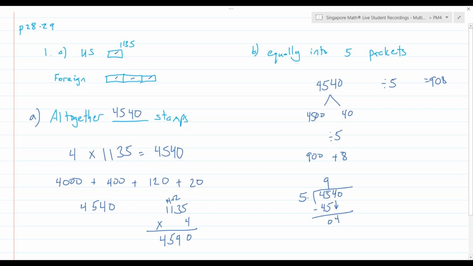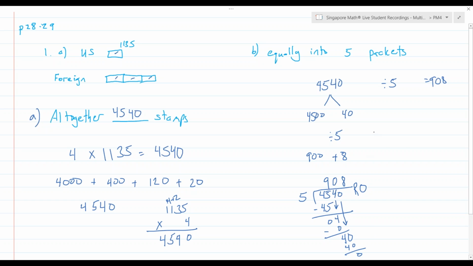How many times does 5 go into 4? Well, none. If I have 4, there are no 5s in that. 0 times 5 is 0. When I subtract, I have 4. I bring down the 0. How many times does 5 go into 40? That's 8 times. 8 times 5 is 40. When I subtract, I get 0. So it goes in 908 times evenly.